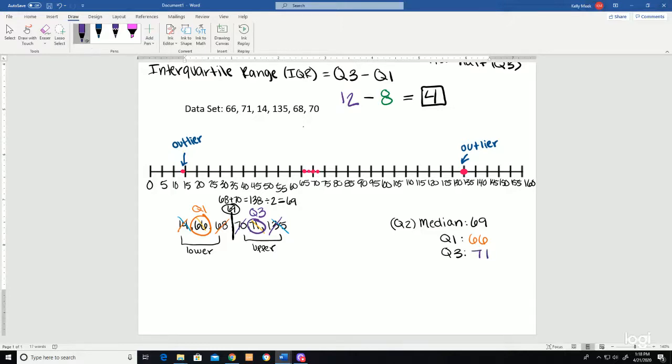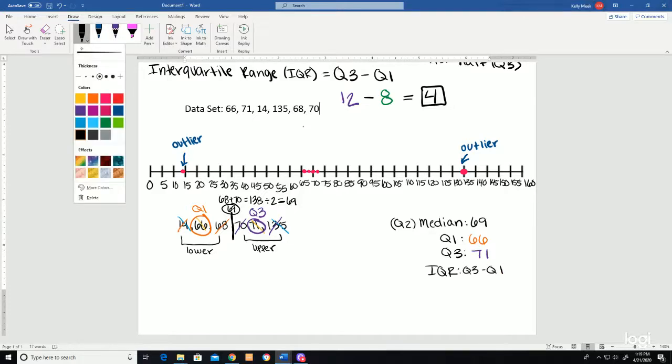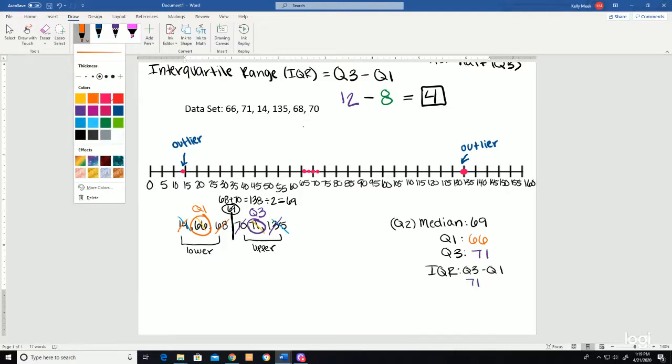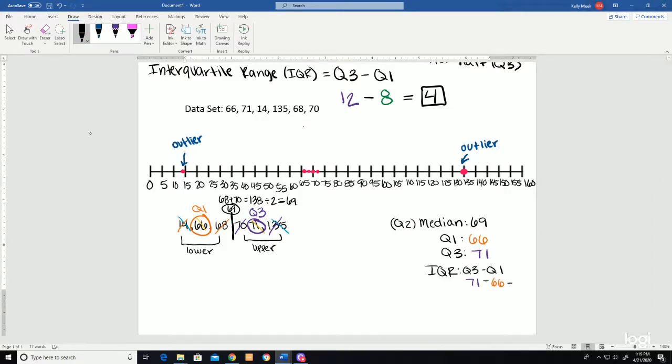So if I wanted to find the IQR, which is kind of what this whole video is about, what I would do is take Q3 and subtract Q1. So I would take my 71 and subtract 66, and that would give me my IQR. 71 minus 66 is 5. What that means is that this data is spaced out in about the size of 5 spaces, so 5 units. That means it's not very spaced out at all. The center of my data here is not very spread out.